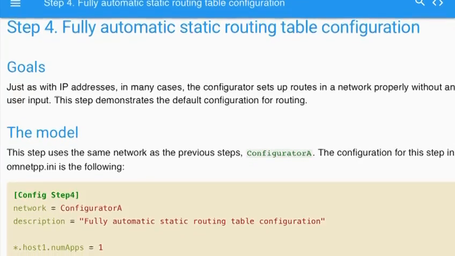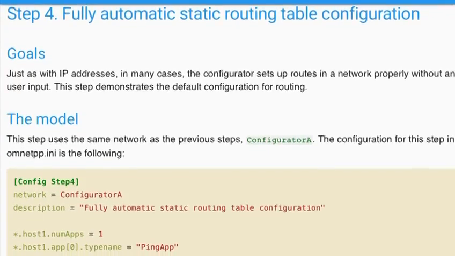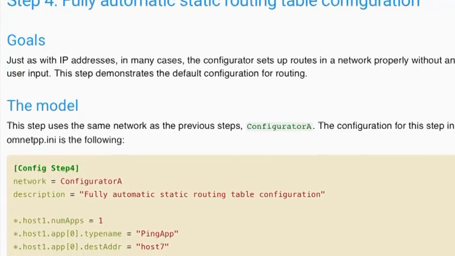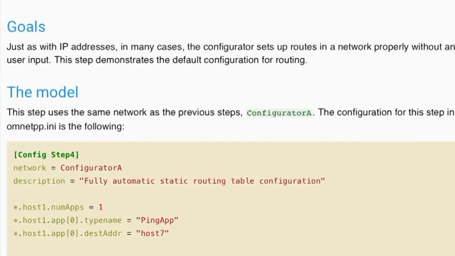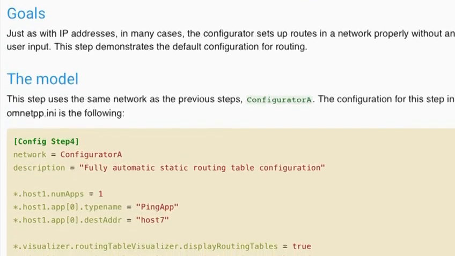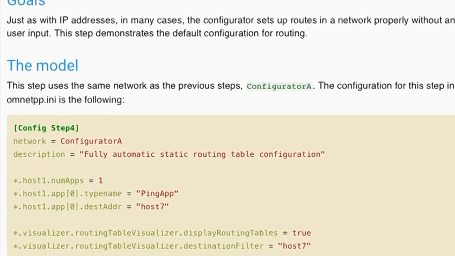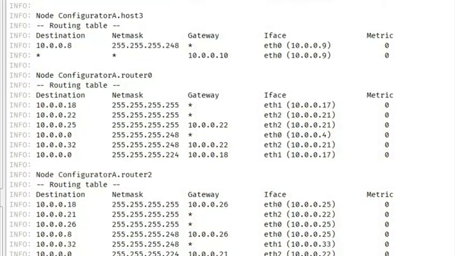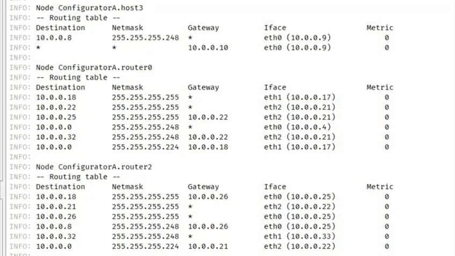Hello, in this video I will be explaining steps 5 and 6. To get started, firstly we will look into step 4, fully automatic static routing table configuration. Firstly, we will look into the routing table. In the routing table we have destination, net mask, gateway.